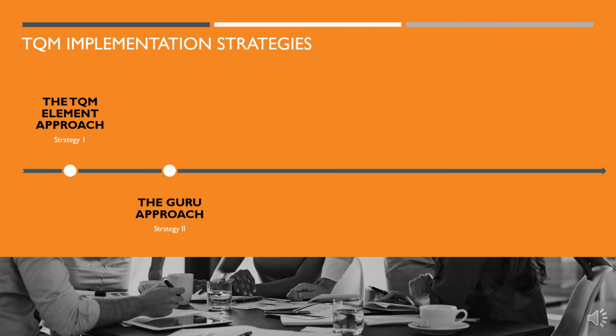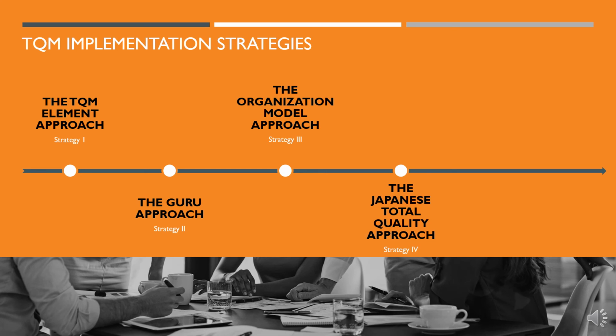The next is the guru approach. The guru approach uses the teachings and writings of one or more of the leading quality thinkers as a guide against which to determine where the organization has deficiencies. Next is the organization model approach. In this approach, individuals or teams visit organizations that have taken a leadership role in TQM and determine their processes and reasons for success.